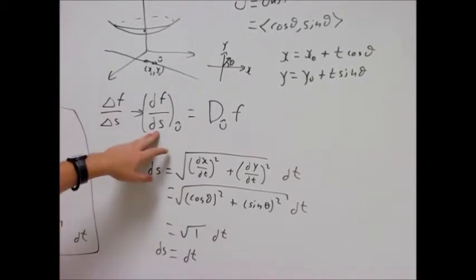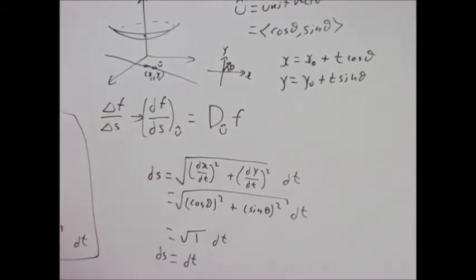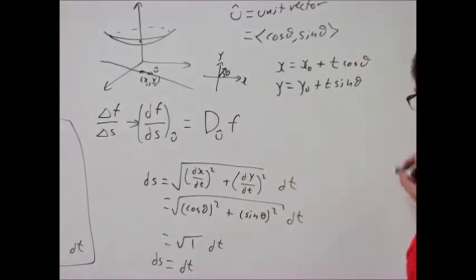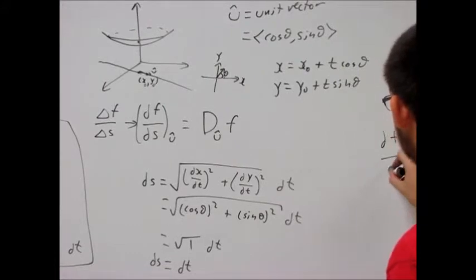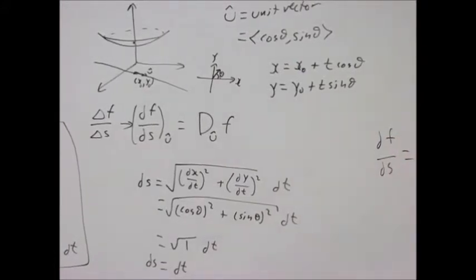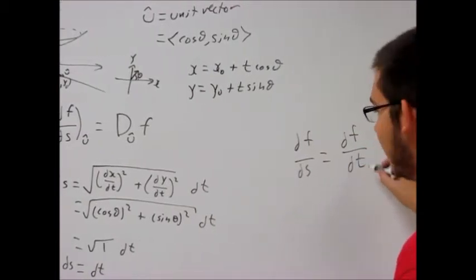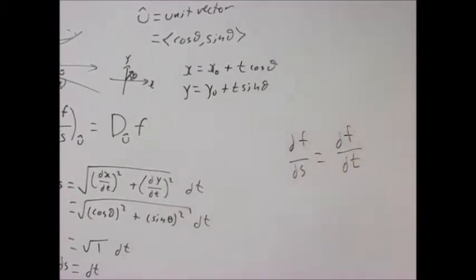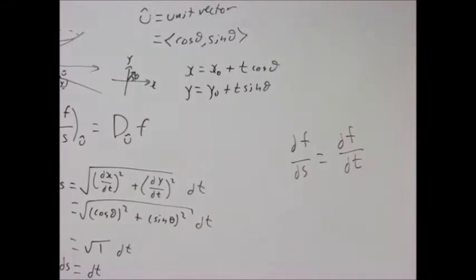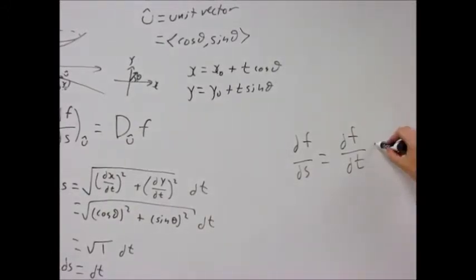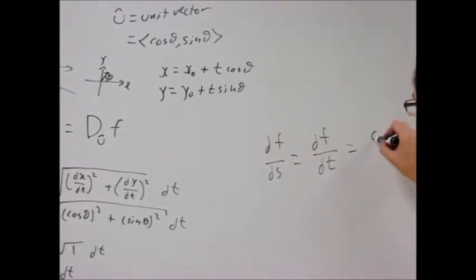So now, the directional derivative equals df over dt, because ds equals dt. And we know this from the previous lesson. This is just the chain rule for multiple variables.